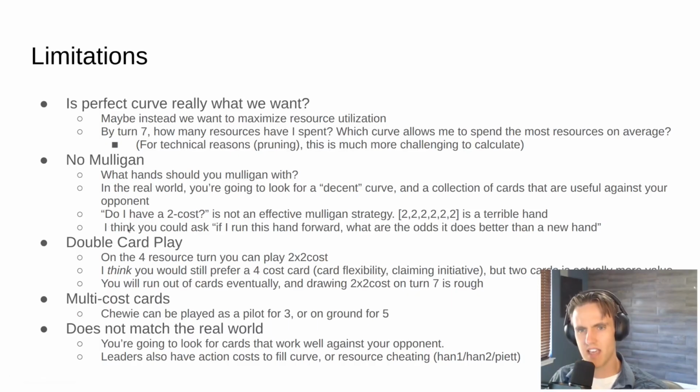So I think a potential mulligan strategy could be, since I've calculated all this data, I can ask the question: given this hand that I have, if I was to run this hand forward, does it have better odds than having a new hand? Kind of like a Bayes' theorem sort of statement to make. Like, given that I know this is my hand, would it be better just to draw a new hand? So I think that would bump up the percentages a little bit.